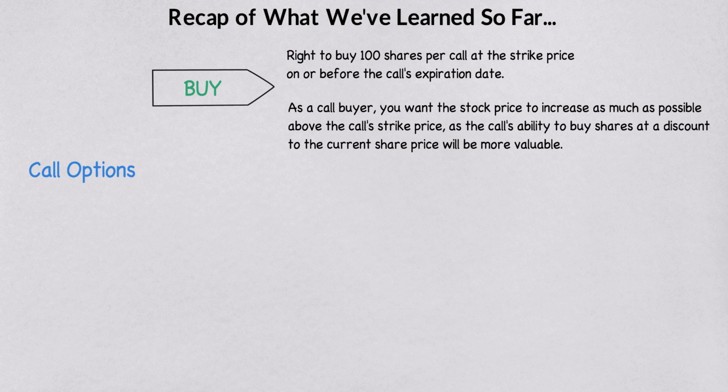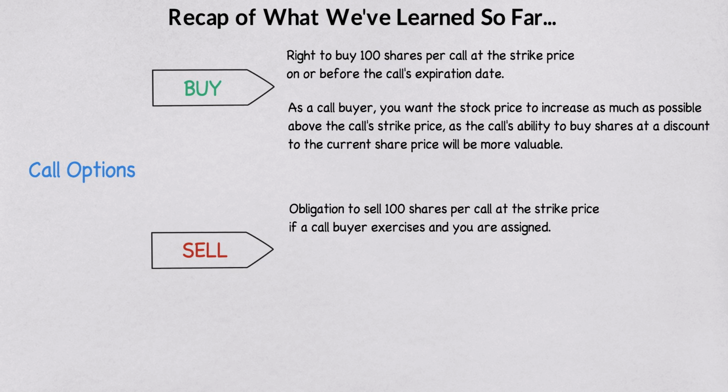As a call buyer, you want the stock price to increase as much as possible above the call's strike price, as the call's ability to buy shares at a discount to the current share price will become more and more valuable as the stock price increases. Now, if you sell a call option, that gives you the obligation to sell 100 shares of stock per call contract at the strike price if a call buyer exercises and you are assigned.